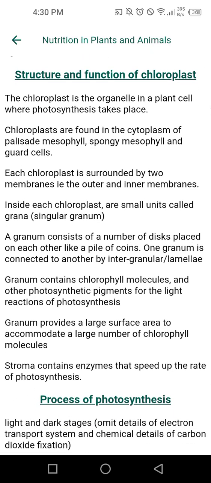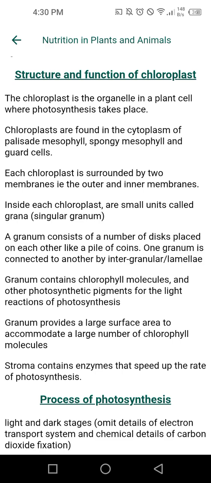Structure and function of chloroplast. The chloroplast is the organelle in a plant cell where photosynthesis takes place. Chloroplasts are found in the cytoplasm of palisade mesophyll, spongy mesophyll and guard cells. Each chloroplast is surrounded by two membranes, i.e. the outer and inner membranes.